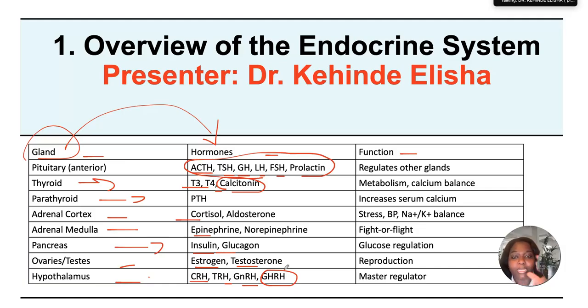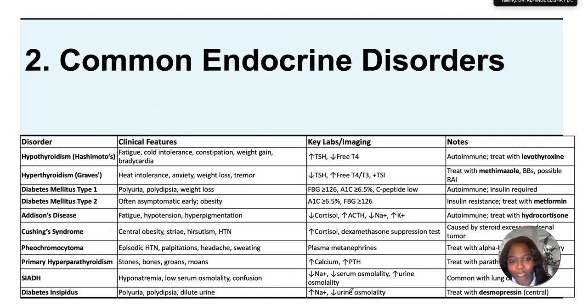With the pituitary, generally, what does it do? It regulates other glands. The thyroid handles metabolism. The parathyroid handles calcium balance and will increase serum calcium level. The adrenal cortex will help with stress, blood pressure, and sodium and potassium balance. The adrenal medulla does fight or flight, and when you have a dysfunction here, we tend to have issues with high blood pressure. What about the pancreas? Glucose regulation. The ovaries and testes help with reproduction. The hypothalamus is a master regulator. That is pretty much the controlling system. It helps us regulate a lot of things in the body.